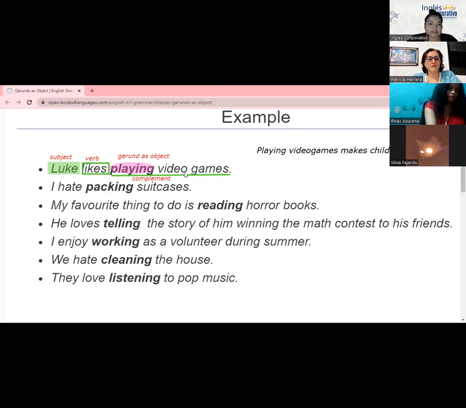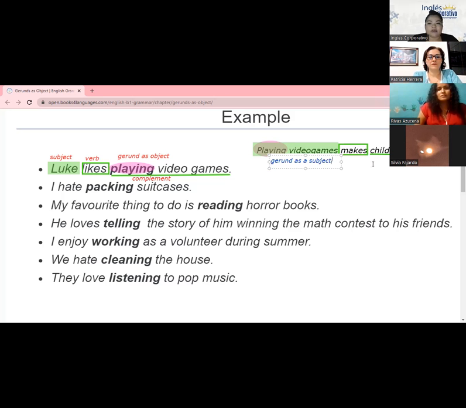Now, in this case, yes, we can see that the gerund is here, and it's part of the subject. In this case, this also is the subject of the sentence. The verb is going to be makes, and my complement is going to be children lazy. And you see, we have it as a subject. It's the same phrase, the same gerund phrase. But now it's gerund as a subject. Very good question, Sylvia. And thank you so much for bringing that up. So we can see the differences.